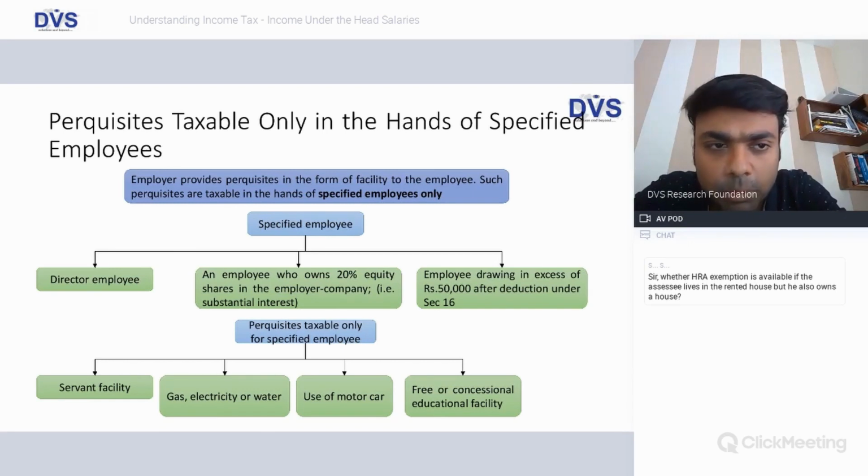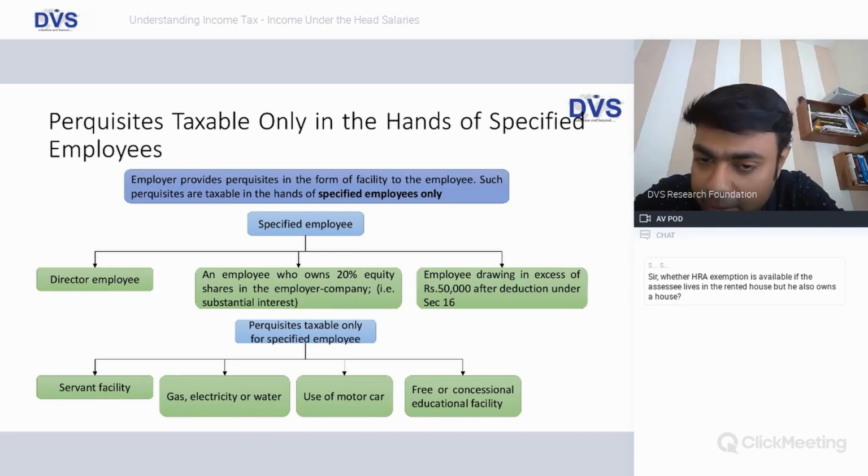Perquisites which are taxable only in the hands of specified employees. So, who is a specified employee? Here we are talking about a category of employees who otherwise are well off or well settled. Director employee, director of a company, a shareholder employee, someone who owns 20% shares in the company, and the employee who draws in excess of 50,000. Please understand this is annual salary after deduction under section 16. Under section 16 only three deductions: standard deduction, entertainment allowance, and professional tax. So, literally, everyone will be a specified employee.